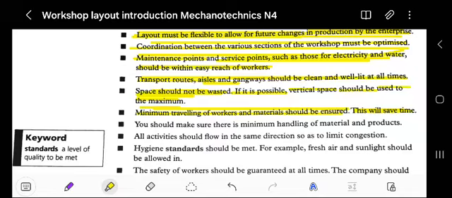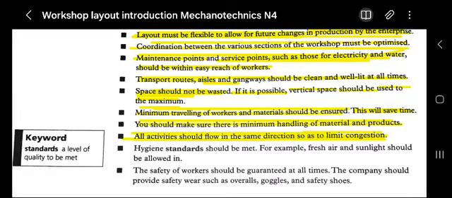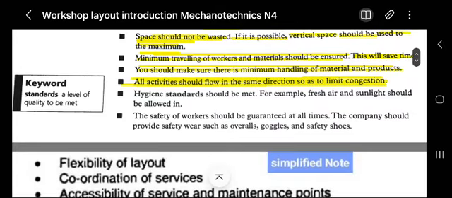You should make sure there is minimum handling of material and products. Right. Activities should flow in the same direction so as to limit congestion and traffic. There must be proper alignment. Goods must follow one another, one path, a nice path. Everything must be in line.